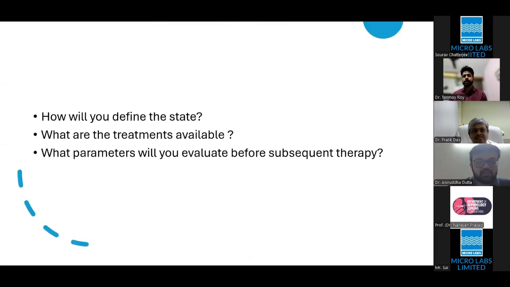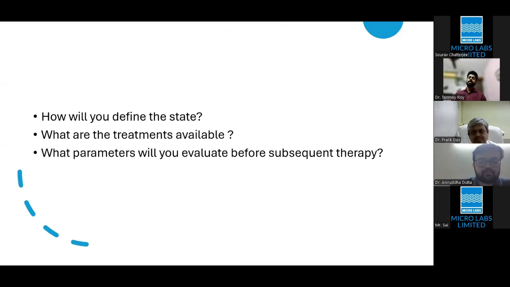So these are your questions. How will you define this particular state? It could be related to the metabolic bone disorder related to CKD also, not the diagnosis. What is the definition of this state? This is a growth failure. Growth failure.